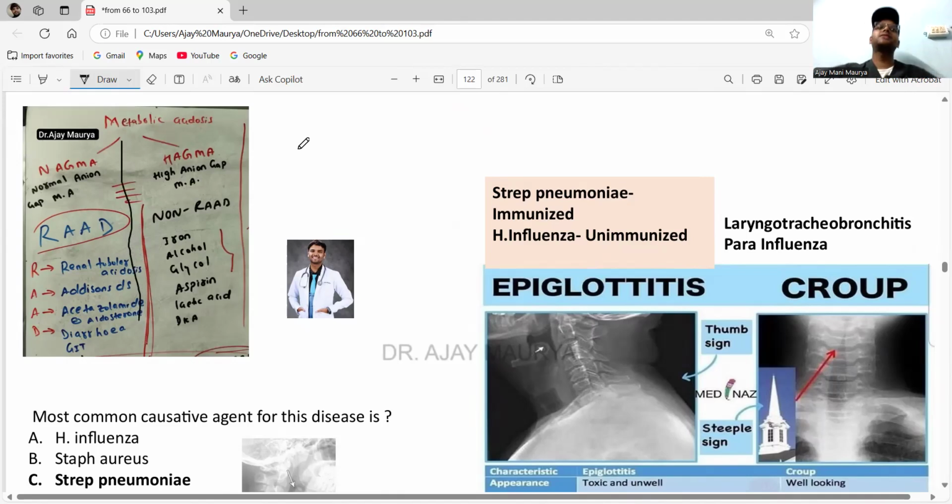NAGMA and HAGMA. HAGMA means high anion gap. That means non-ROD. For example, other than ROD: iron, alcohol, glycols, aspirin, lactic acid, and so on, they come under HAGMA.